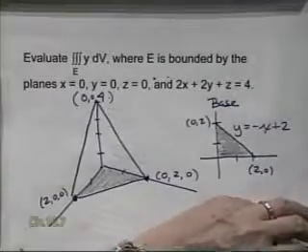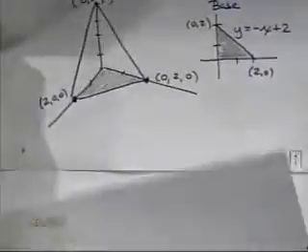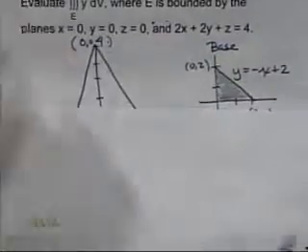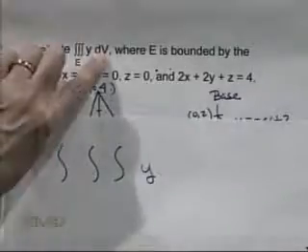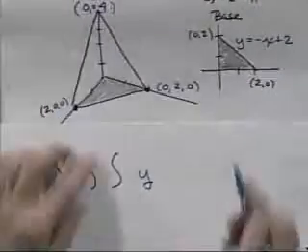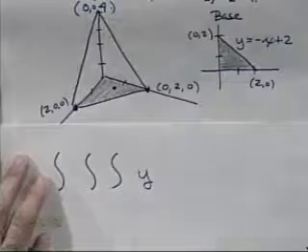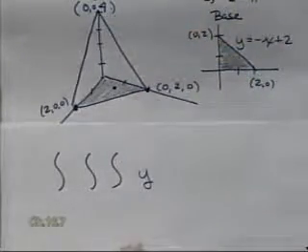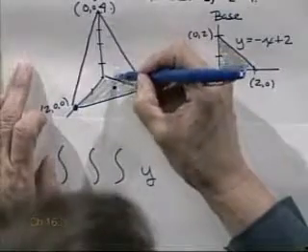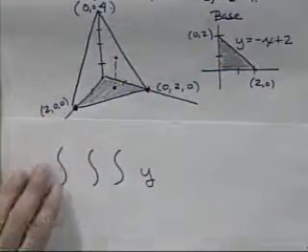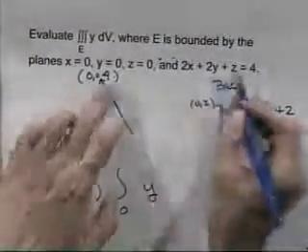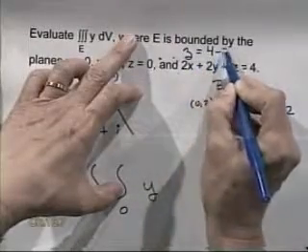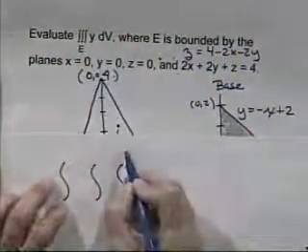All right, now, since the base is in the xy plane, notice the function we're integrating is y. It's y dv, okay? But since the base, I take an arbitrary point in the base, I go perpendicular to the base. What is z ranging from? Z is ranging from 0 until I get up to the plane. So it's going from 0 to up here. What is z? Z equals 4 minus 2x minus 2y.